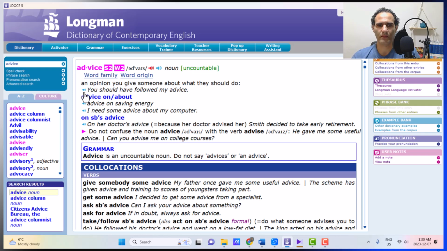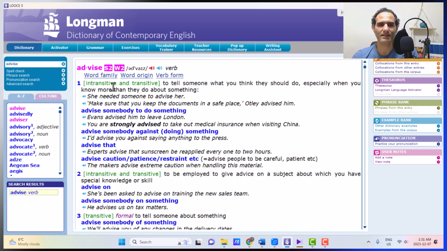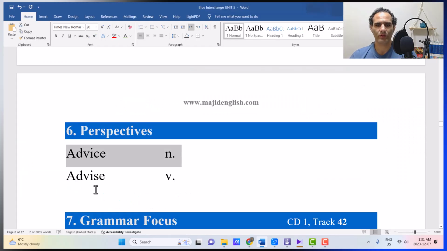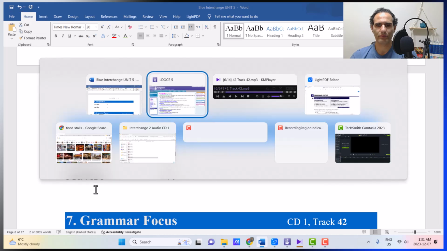Mm-hmm. Do I have any example here for you? Here it says advice is an uncountable noun. Don't say advices or an advice, okay? And the other one is advise. Advise, which is a verb, okay? So that was the only point here I had prepared for you.